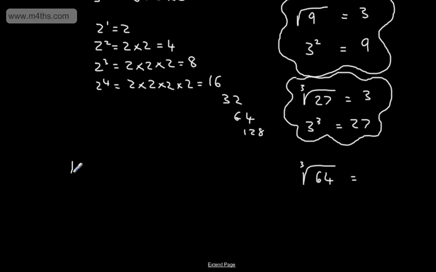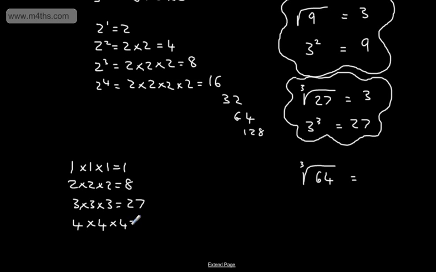If you're unsure, you can just work up. 1 times 1 times 1 is going to be 1. We can see that 2 times 2 times 2 is going to be 8. 3 times 3 times 3 is going to be 27. So all of these are too small. 4 times by 4 is 16. Times by 4 again is going to give me 64. So the cube root of 64 is 4, because we know that 4 cubed is going to give us 64.